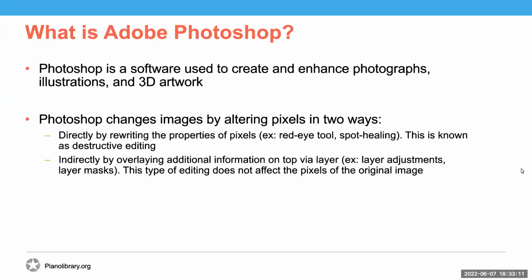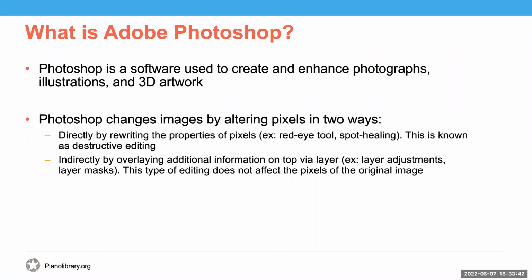So first, let's talk real briefly about what Photoshop is. Photoshop is a software used to create and enhance photographs, illustrations, and 3D artwork. Photoshop changes images by altering pixels in two ways. The first is by directly rewriting the properties of pixels. This is known as destructive editing, and this is when you take something like the red eye tool or the spot healing tool, and you actually end up changing the information or the data that is stored in that image.